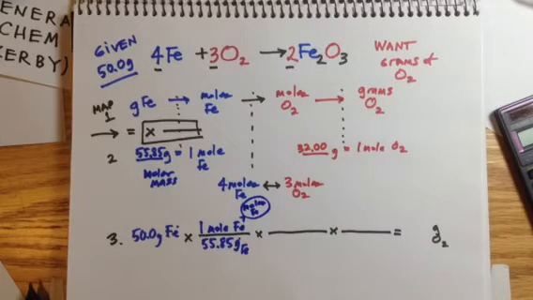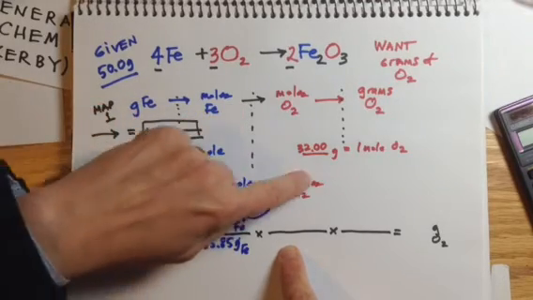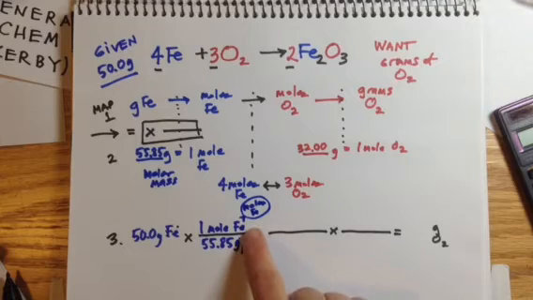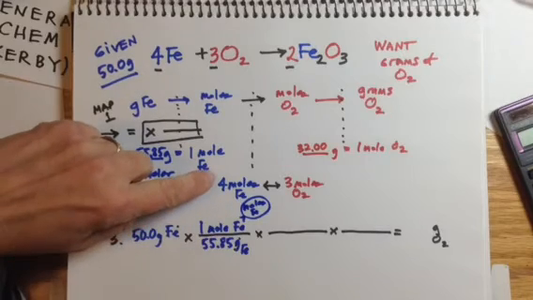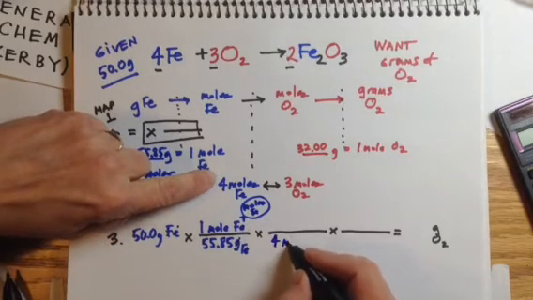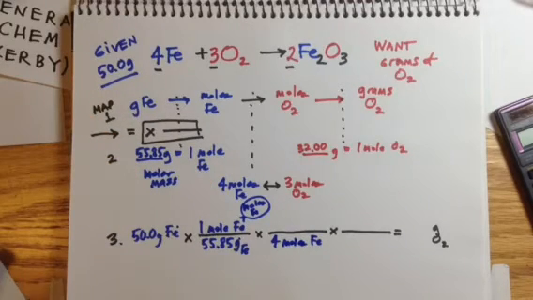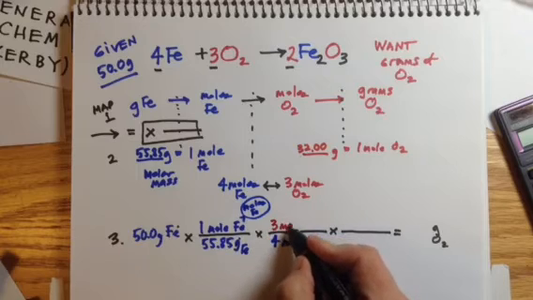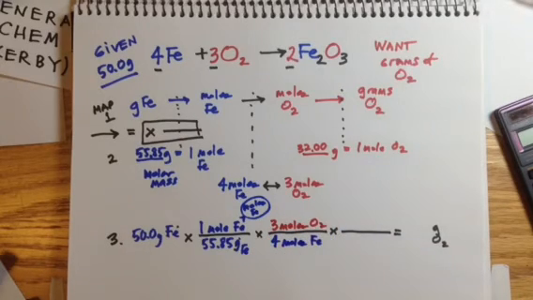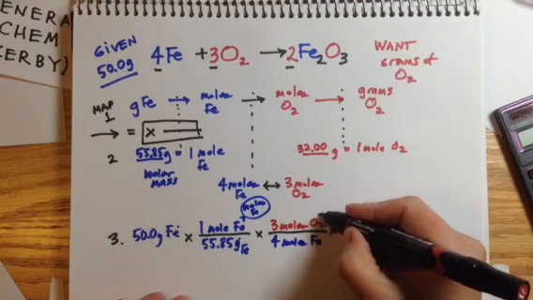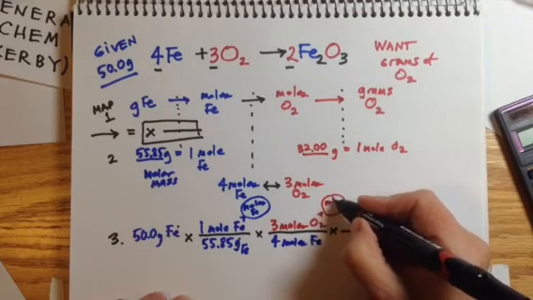But we're not going to stop at that point. We're going to keep going on. So in the next step, we're going to use this information, and we want those moles of iron to cancel out. So what do you think? What do we want to put on the bottom? We want to put 4 moles of iron on the bottom, and then on the top we'll put the 3 moles of oxygen. And when we do that, you can see that the moles of iron are going to cancel. And if we stopped right at this moment, we would stop with moles of oxygen.